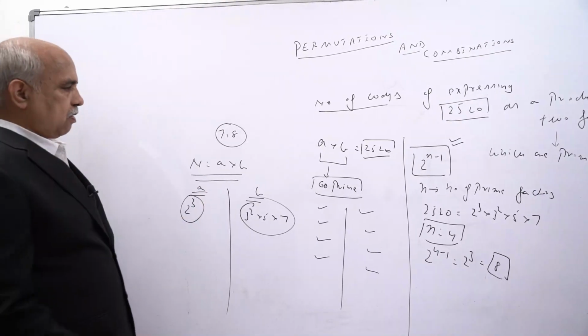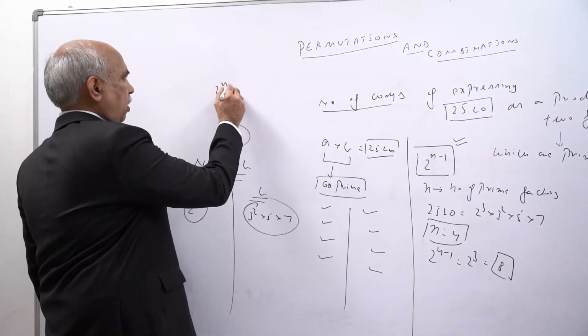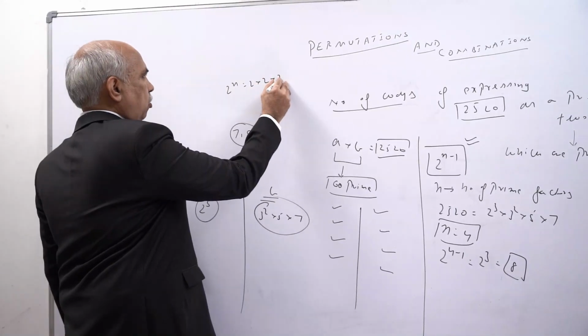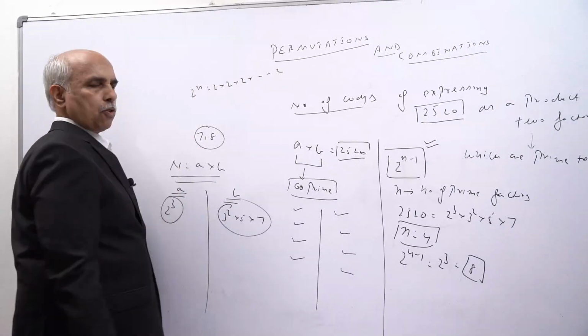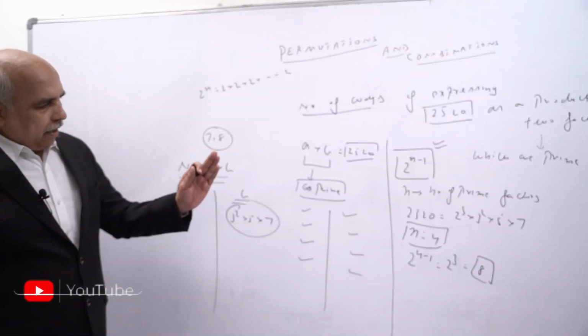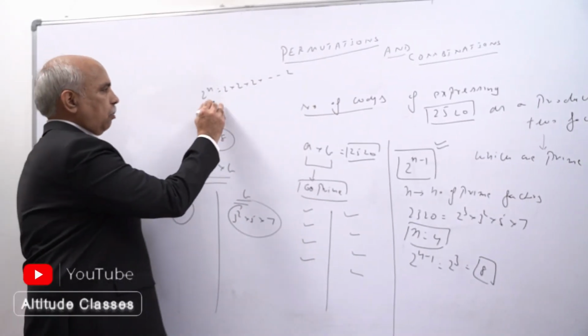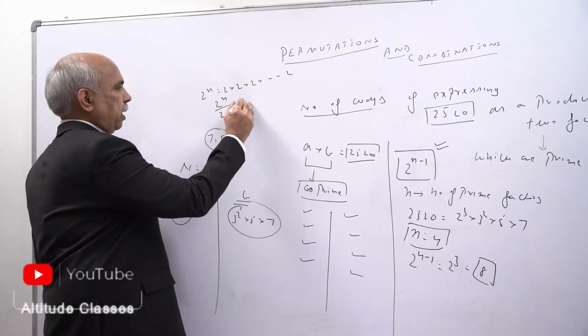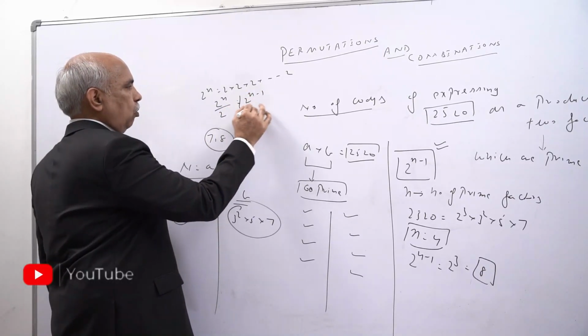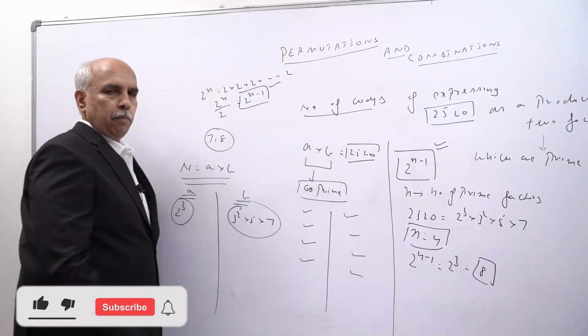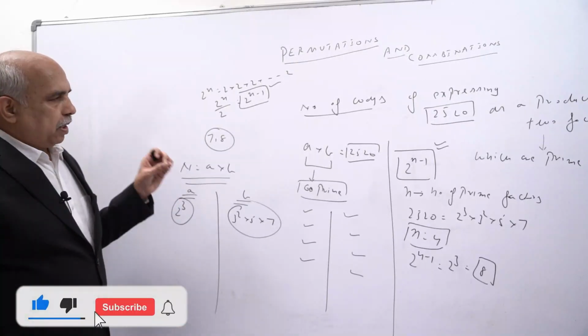Therefore, if there are n such numbers, each one will have two possibilities. The total number of possibilities will be 2 power n, which is nothing but 2 into 2 into 2, and so on up till n times. But A into B and B into A are the same way of doing it. Therefore, the total number of possibilities will be 2 power n divided by 2, which comes out to 2 power n minus 1. And that completes the question.